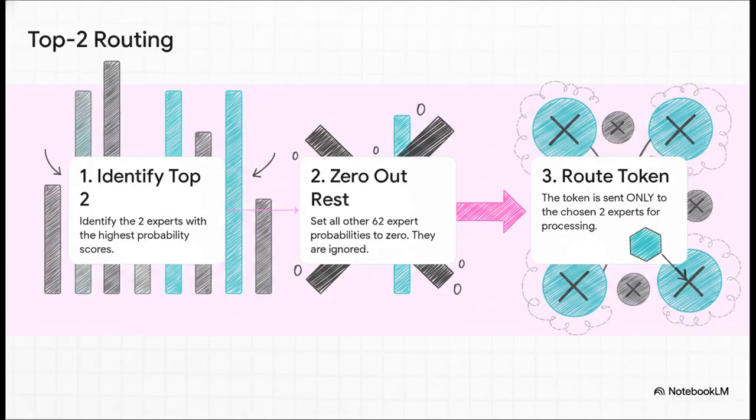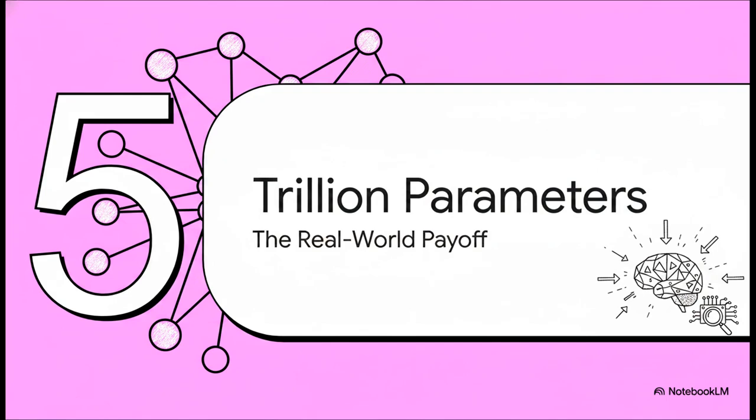Let's make this super concrete with a top 2 example, which is really common. The router looks at all 64 of those probabilities and finds the 2 highest ones. Easy enough. Then, and this is the critical step, it effectively sets the scores for the other 62 experts to 0. Poof, gone. They are completely ignored for this token. The token is then sent only to those 2 chosen experts to be processed. That means the other 97% of this entire layer just sits there, completely dormant, saving an absolutely enormous amount of compute.